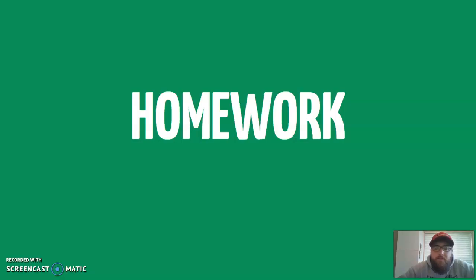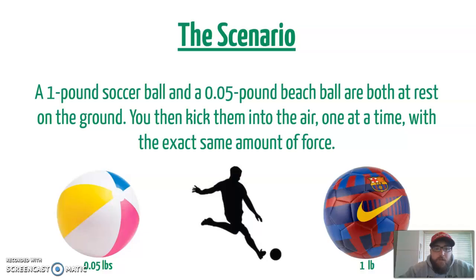All right, so here's your guys' homework for today. Here's the scenario. You have a 1 pound soccer ball and a 0.05 pound beach ball. So that means the beach ball is 20 times less mass than the soccer ball. They're both at rest on the ground. You're going to kick them into the air one at a time with the exact same amount of force. If you have these and you want to go outside and try this, you can, but you don't have to. This is all just kind of hypothetical, theoretical work.